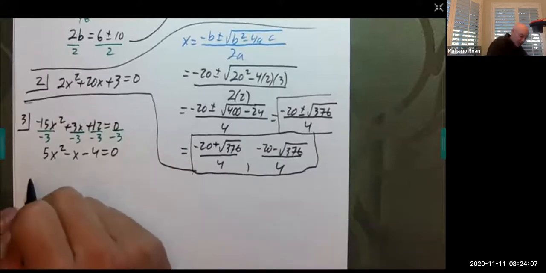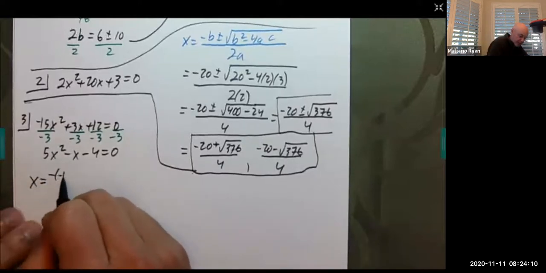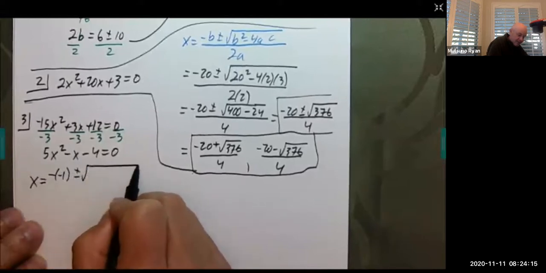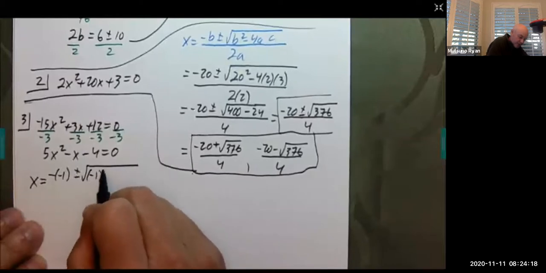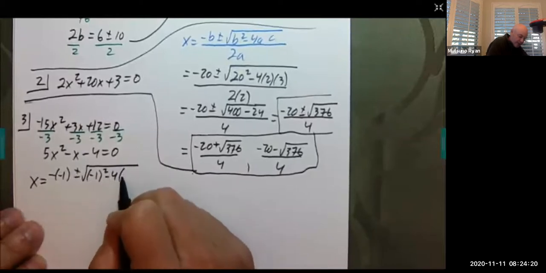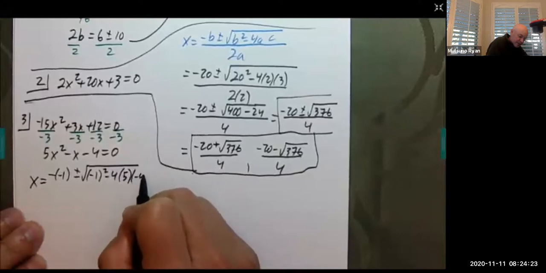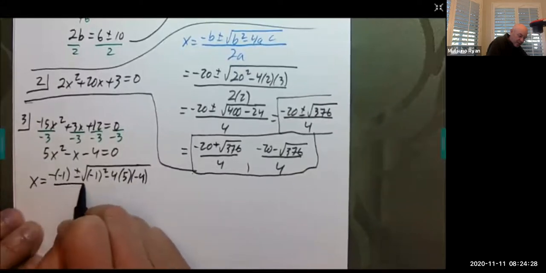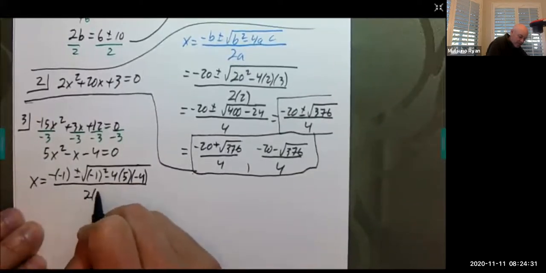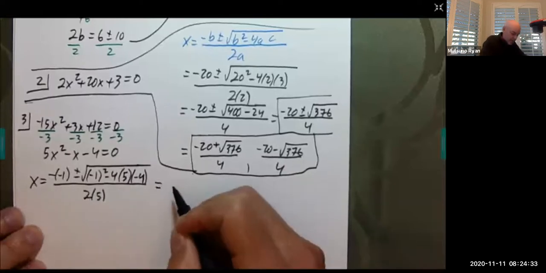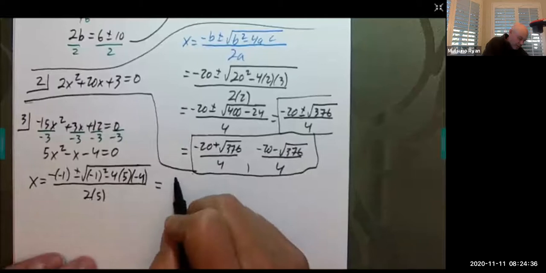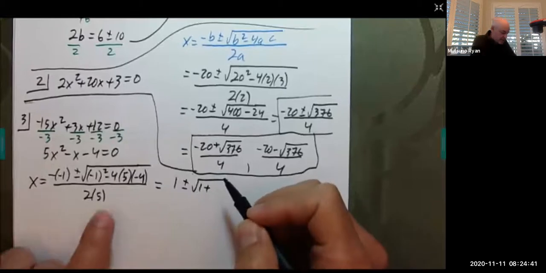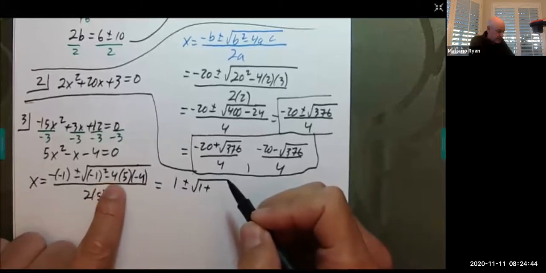I'm going to end up with x equals negative, negative 1. Again, I warned you about being careful of those double negatives. Plus or minus the square root of negative 1 squared minus 4 times A, which is 5, times C, which is negative 4. Again, we got double negative going on here. Just be really careful. And I'm going to slant downward here. 1 plus or minus the square root of 1 plus, now, because of the minus minus, 20 times 4 is 80.